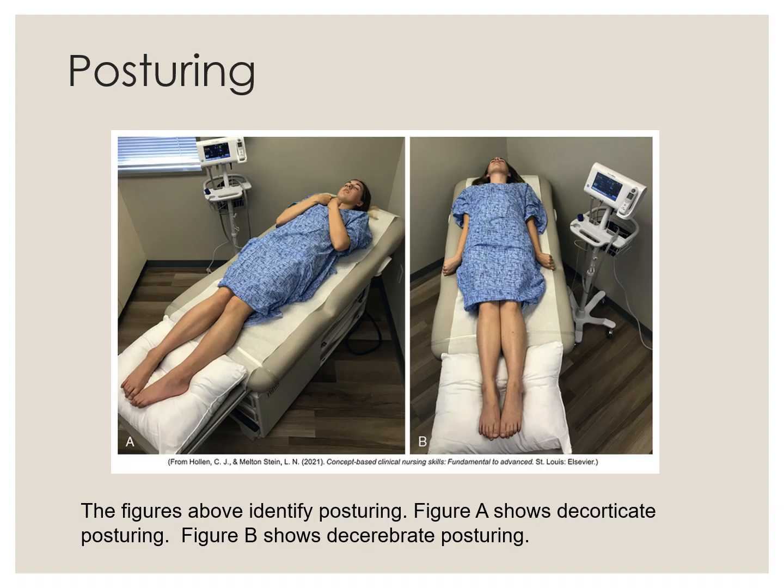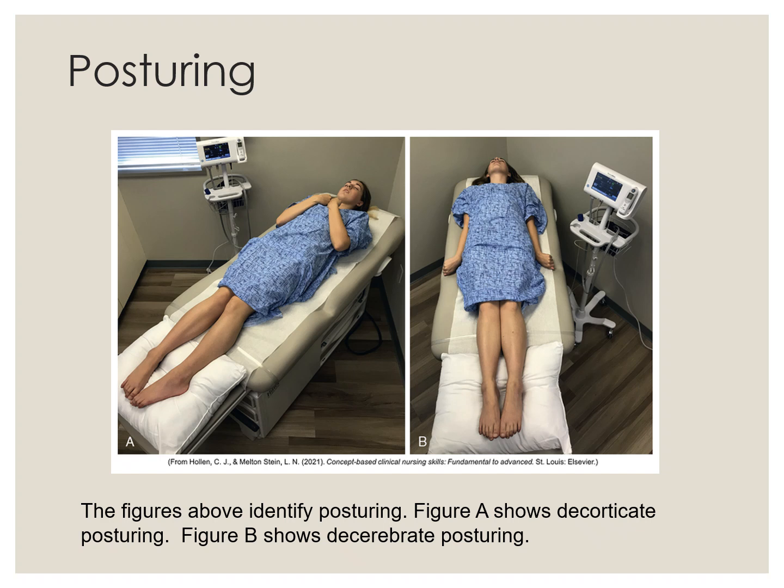So this is to give you a visual of our posturing. Decortication is going to be figure A. In this, the patient's arms, wrists, and fingers are flexed with internal rotation and plantar flexion of the legs. In decorticate posturing, we are moving our extremities to our core. This can occur with injury to the cerebral hemispheres of the brain.